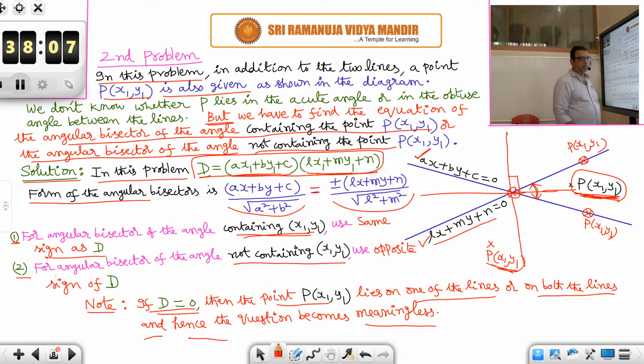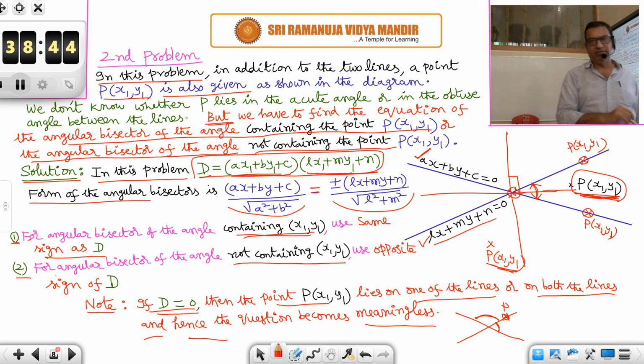Why is it becoming meaningless? See, two intersecting lines are given and a point on one of the lines is given, and he is asking us to find the equation of the angular bisector of the angle containing the point P. Which angle contains P? The acute angle, this angle or that angle? It is just on the wall in between, like a cat sitting on a wall. Which side it will jump, we don't know. Is it lying in the acute angle or in the obtuse angle? It is on the borderline, is it not? Therefore, the question becomes meaningless.